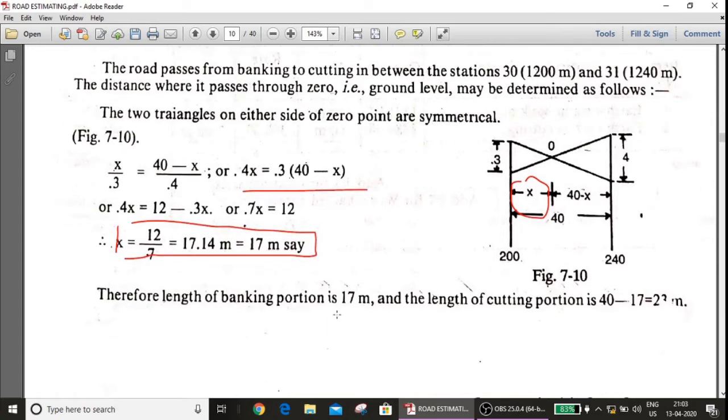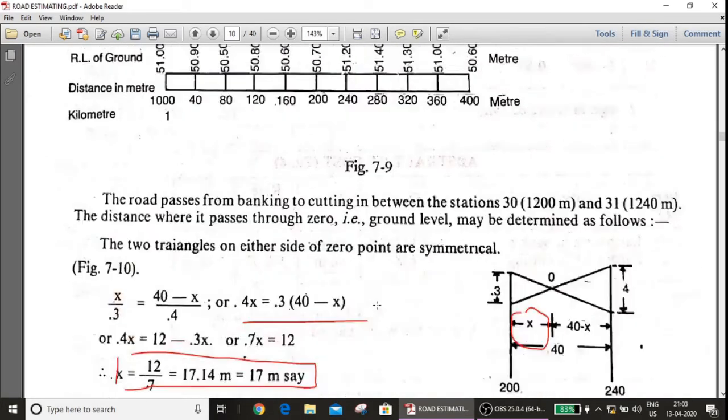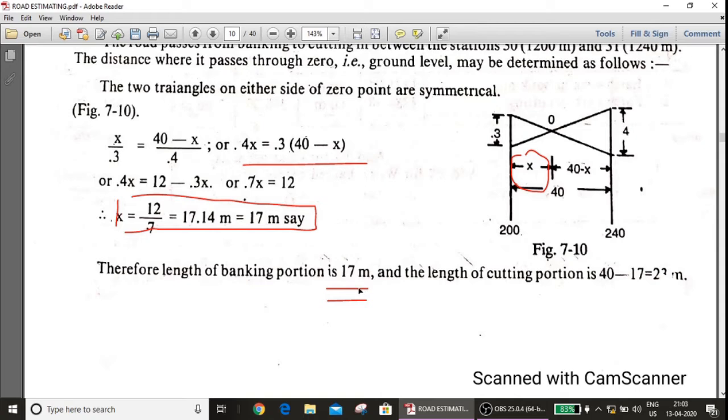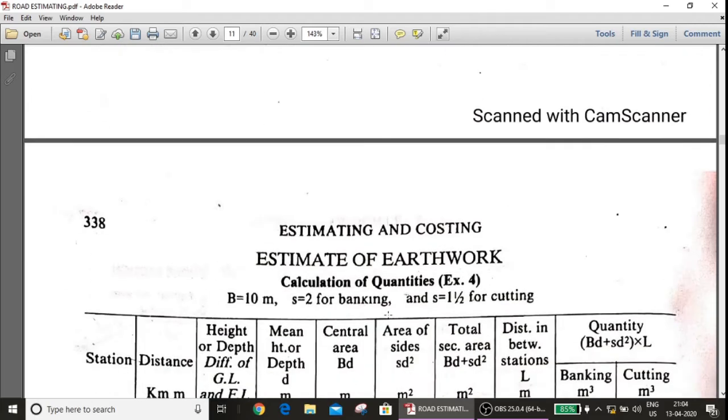Therefore the length of the banking portion is 17 meter. So from the 30th station up to 17 meter we have to do banking, and after 17 meter we have to cut the earth so as to make it level for the formation line. Then we have to cut for 23 meters. Till 17 meters banking, and after that for 23 meters we have to do cutting.